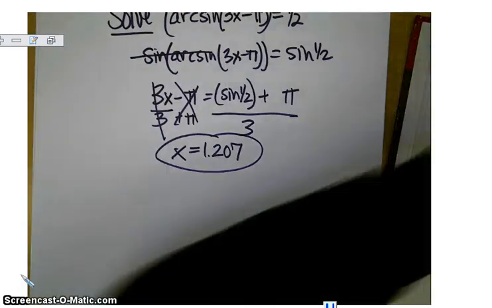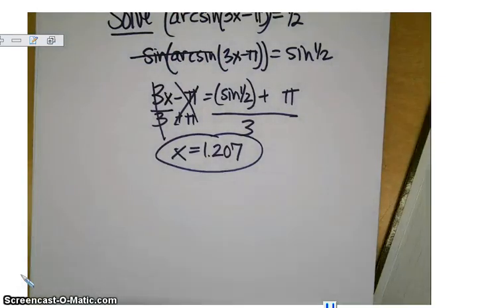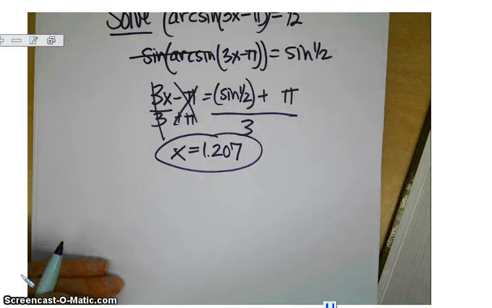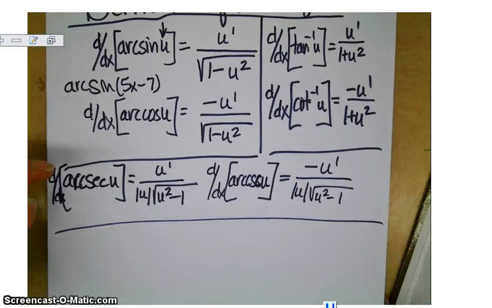Okay, so now we're ready to learn the derivatives of the inverse trig functions. Oh, calculus nonsense. Well, I can show you exactly where this came from.